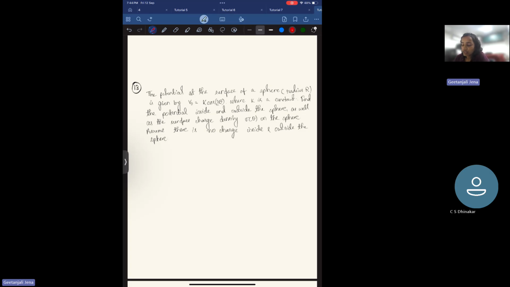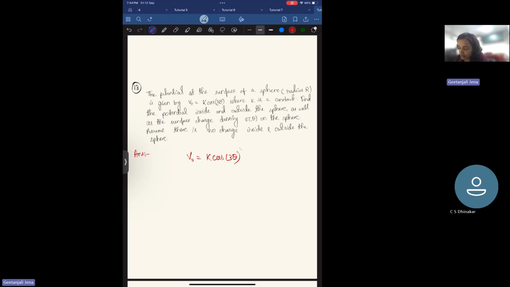It's given the potential at the surface of a sphere of radius R is V0 = K cos 3θ, where K is a constant. Find out what is the potential inside and outside the sphere, as well as the surface charge density σ(θ) on the surface of the sphere. Assume that there is no charge inside and outside the sphere. So that means it satisfies the Laplacian equation in that region, and we can use the separation of variables.